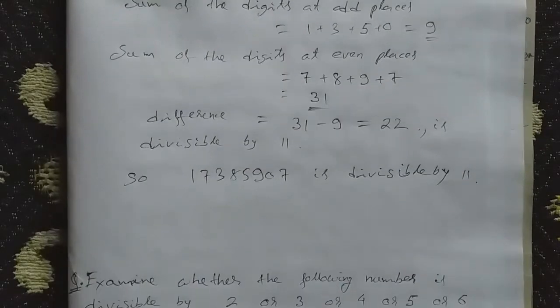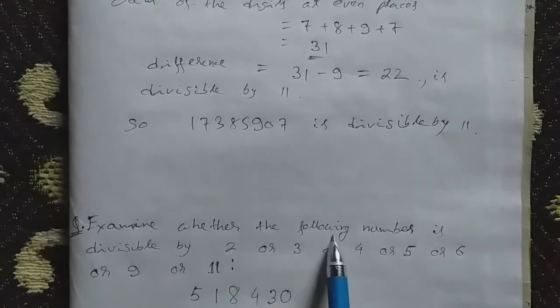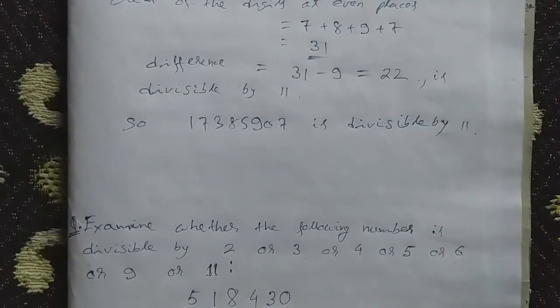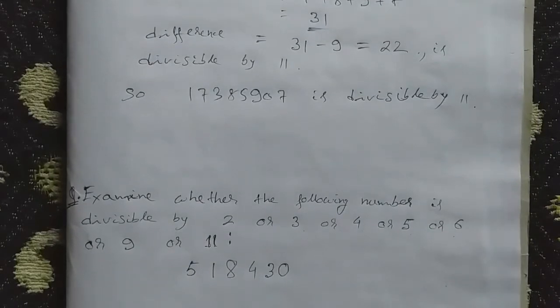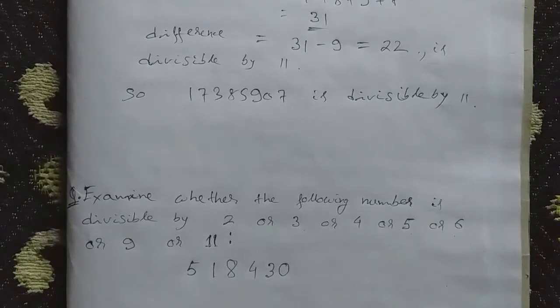Now here I have taken an example question. Examine whether the following number is divisible by 2 or 3 or 4 or 5 or 6 or 9 or 11. Just a single number is given, this one. You have to check whether the number is divisible by 2, 3, 4, 5, 6, 9 and 11. We have to test for these numbers.